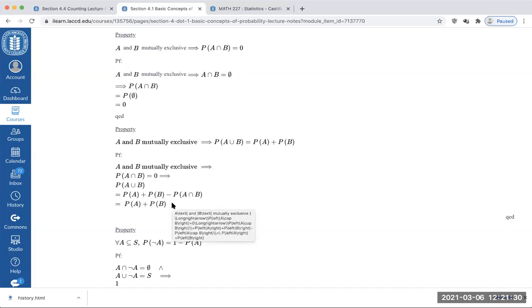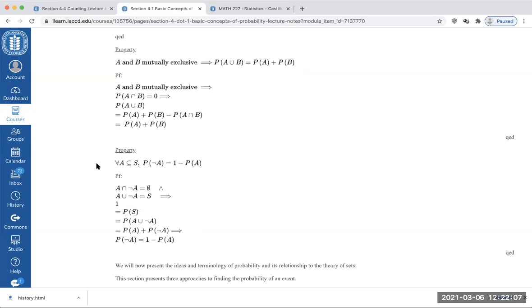And so if A and B are disjoint, then the probability of A intersect B is 0. Therefore, by the previous property, the addition rule, the probability of A union B is the probability of A plus the probability of B minus the probability of A intersect B, which is 0. Therefore, I can disregard that last part. Therefore, this is equal to the probability of A plus the probability of B. And that's what I wanted to show.